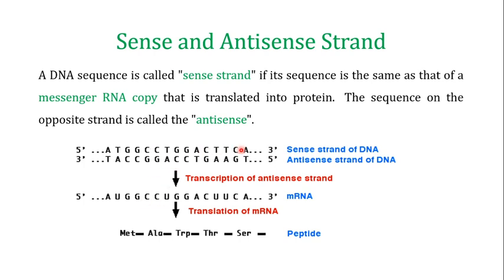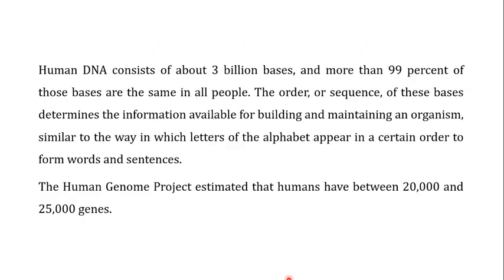So that particular strand of the DNA whose sequence is similar to the messenger RNA is known as the sense strand, and the other strand which is transcribed by the RNA polymerase is known as the antisense strand, and this messenger RNA is further translated into the peptide for making the proteins.